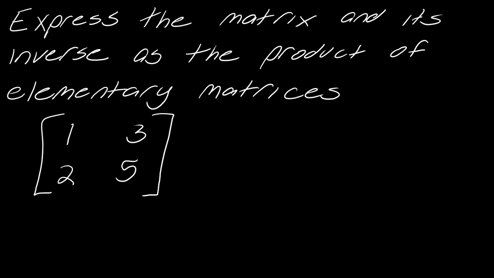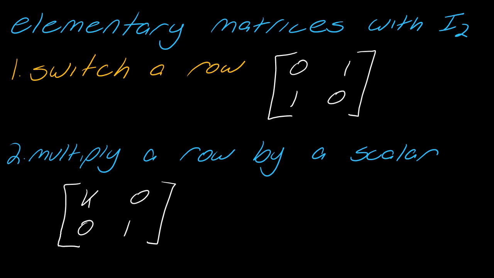product of elementary matrices. So I have this matrix here. Okay, so first of all, what are the elementary matrices? They are really just representing row operations with a matrix. So for instance, the row operation of switching a row. If I'm using the 2 by 2 identity matrix, I just switch both rows in the identity matrix. Or another row operation would be to multiply a row by a scalar. So I can just multiply the row of the matrix by the scalar.